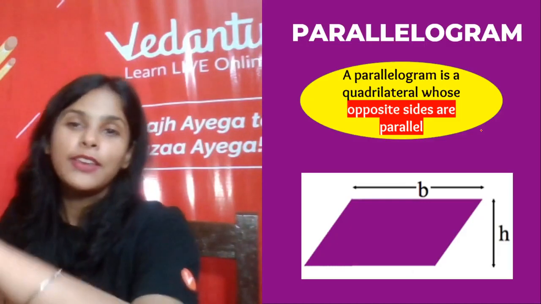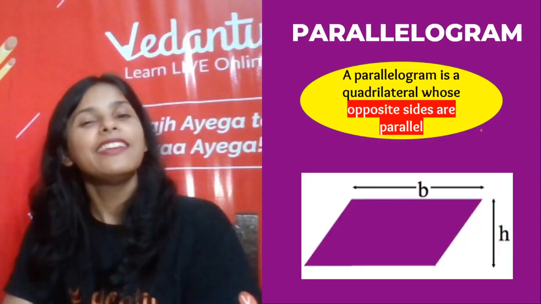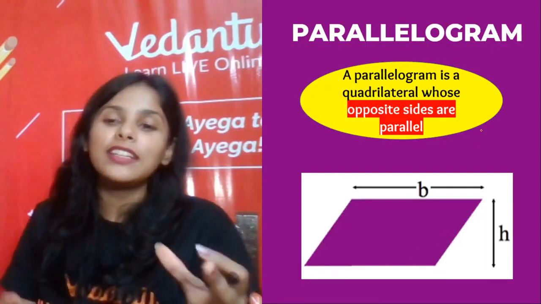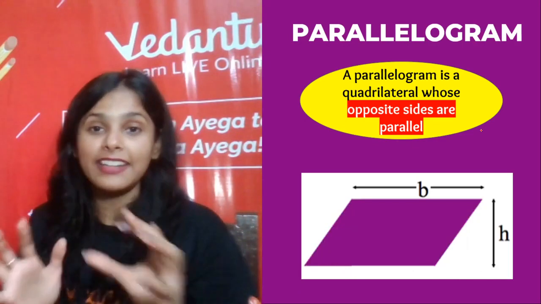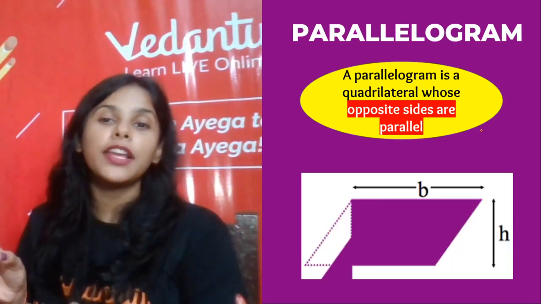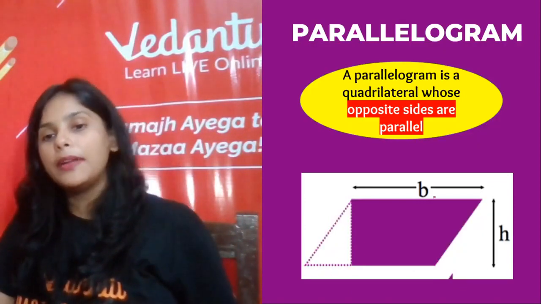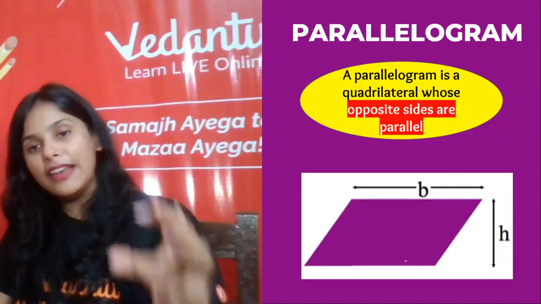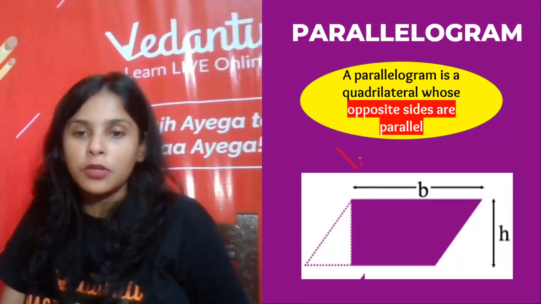Okay. Now let's talk about the parallelogram, the hero of the chapter. Why do we call it the hero? Because it comprises many types of polygons under it. Okay, very important. A parallelogram is a quadrilateral whose opposite sides are parallel to each other. Here we get two pairs of parallel sides. Now look carefully at this figure.